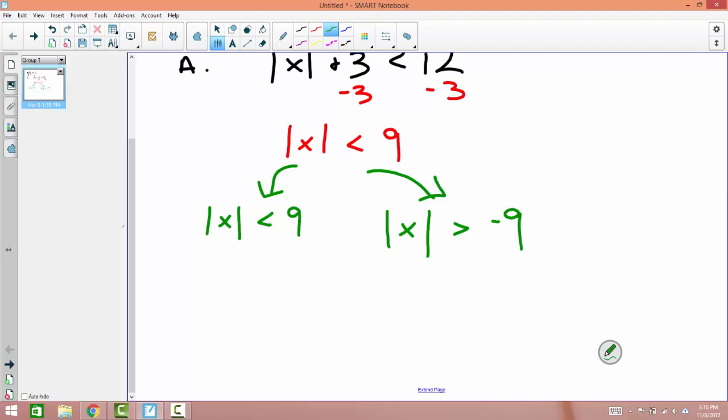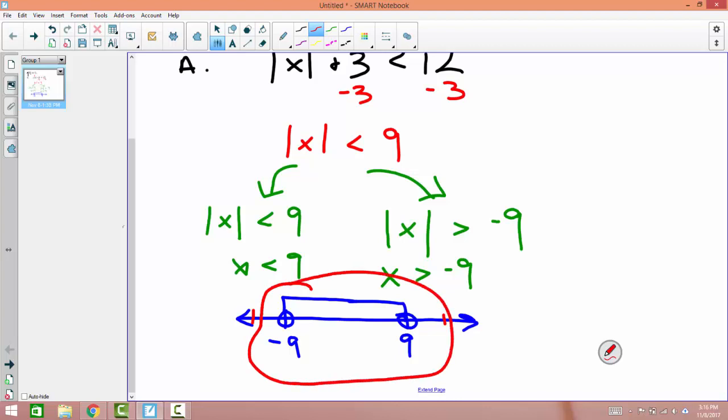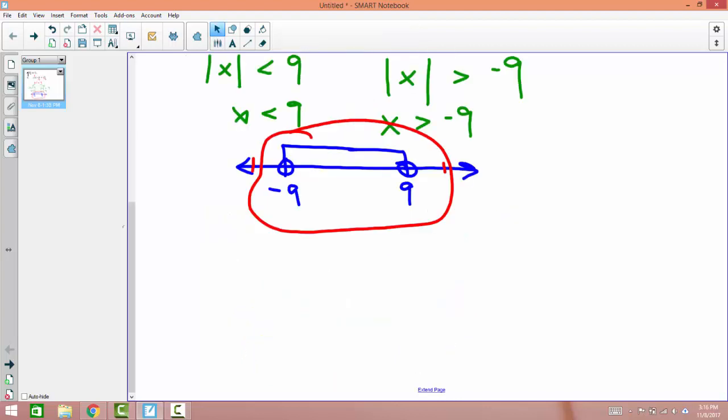Since the absolute value makes everything positive, we are graphing this and this. You can remove the absolute values now that you have the positive and the negative. On the number line, you put an open circle at 9 with an arrow left and an open circle at negative 9 with an arrow right. You can test to make sure this works. If you plug 0 in, it works. If you plug something like 10 in, it doesn't work. And if you plug negative 10 in, it doesn't work. So this is your and graph because it doesn't go past the 9s. That is exactly what your graph should look like.